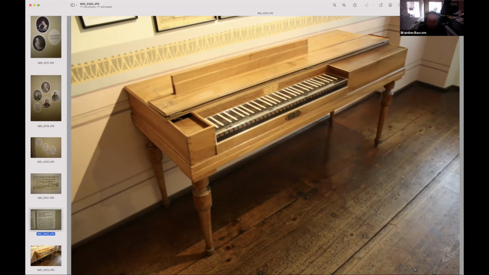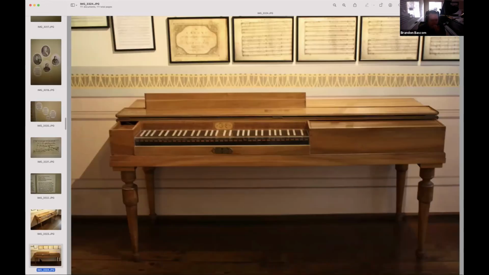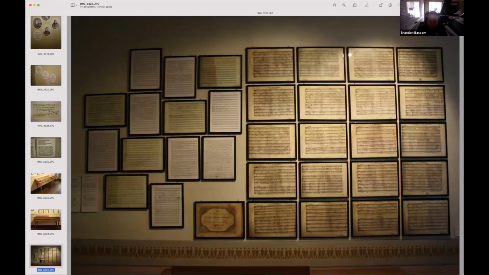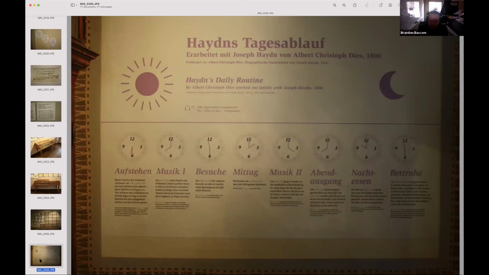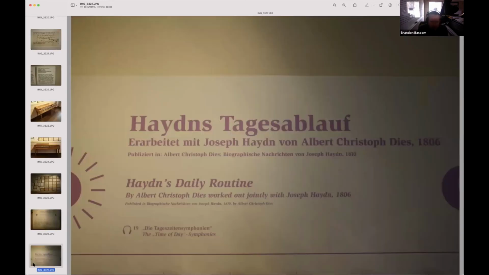So this is one of Haydn's instruments. This is his clavichord. Some of the music that he composed on it. And this is cool because it shows Haydn's typical day, his daily routine. Let me see if I have close-ups of it.